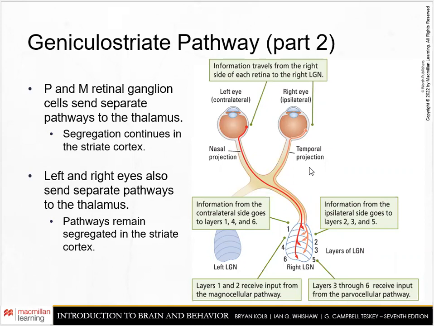And then the information from the contralateral side goes to layers 1, 4, and 6, whereas information from the ipsilateral side goes to layers 2, 3, and 5 in the lateral geniculate nucleus. Layers 1 and 2 receive input from the magnocellular pathway. Remember those bigger pathways? That's going to be more about the light and movement, while layers 3 through 6 receive input from the parvocellular pathway, bringing in the HD, the color, right?